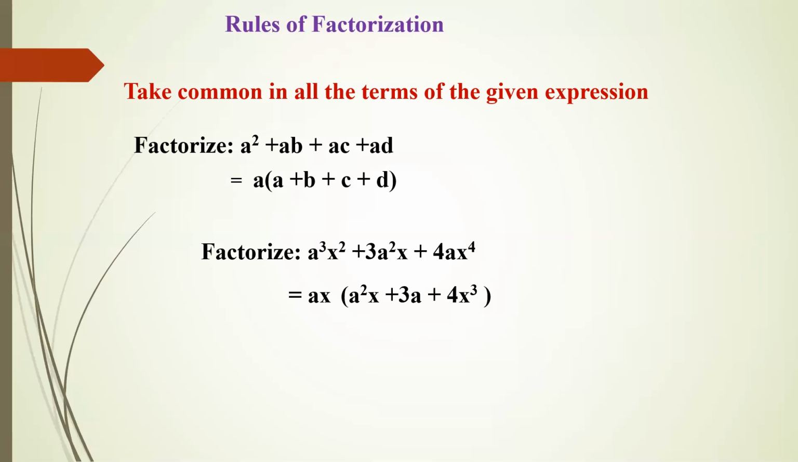What about the third term? There's a 4 remaining, a is taken out, so there is no a, and x is taken out, so from the x to the power 4, x cube remains. Then the remaining factor becomes a square x plus 3a plus 4x cube, since x is common.